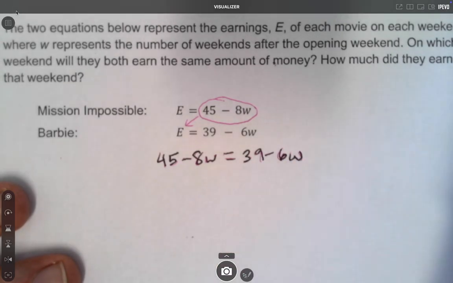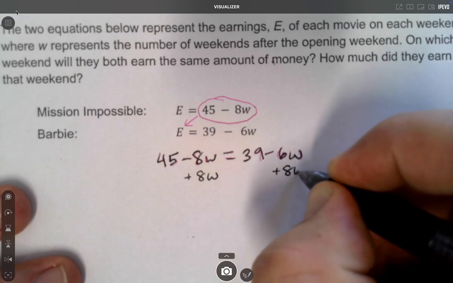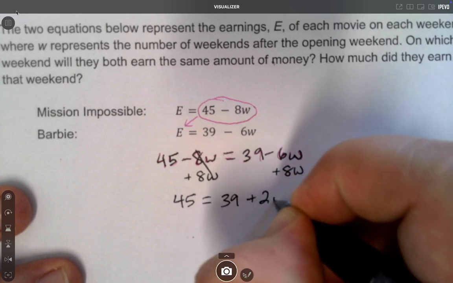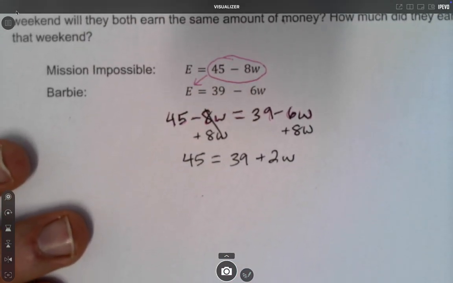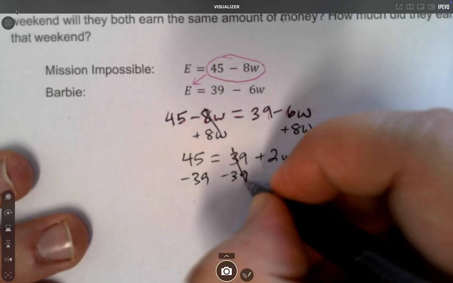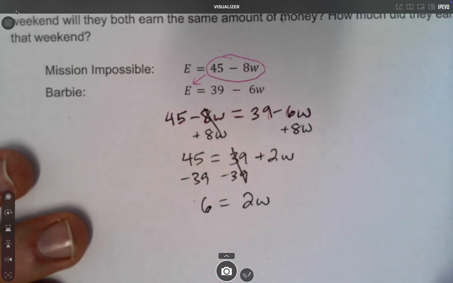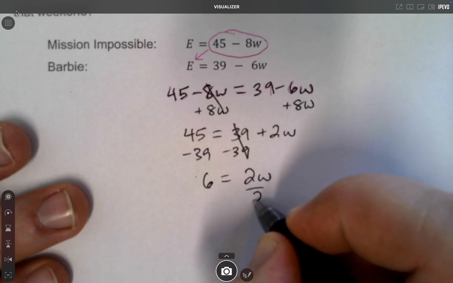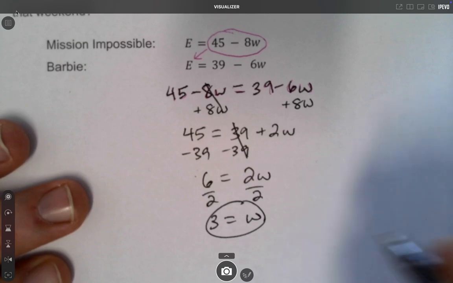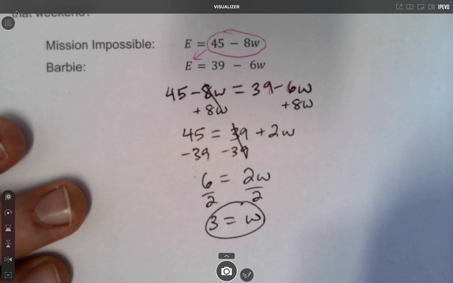We have variables on both sides, so let's combine those. I'm going to choose to add 8W to both sides. Now I want to get that variable by itself, so I subtract 39 from both sides. 45 minus 39 is 6. Then I divide both sides by 2. I get 3 equals W. So that means 3 weeks after their opening weekend, these two earned the same amount of money.